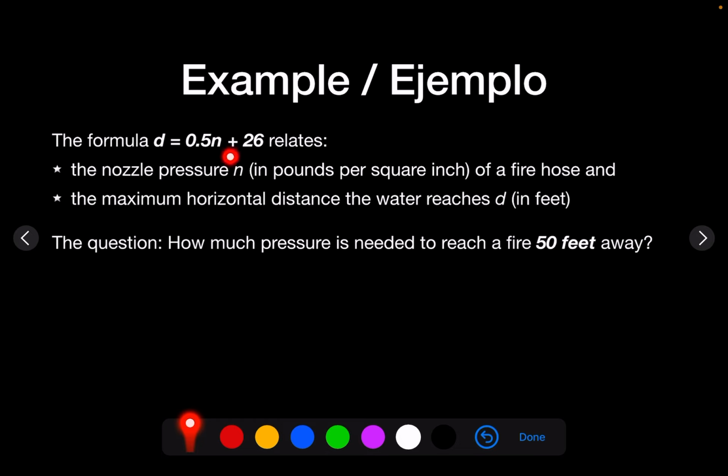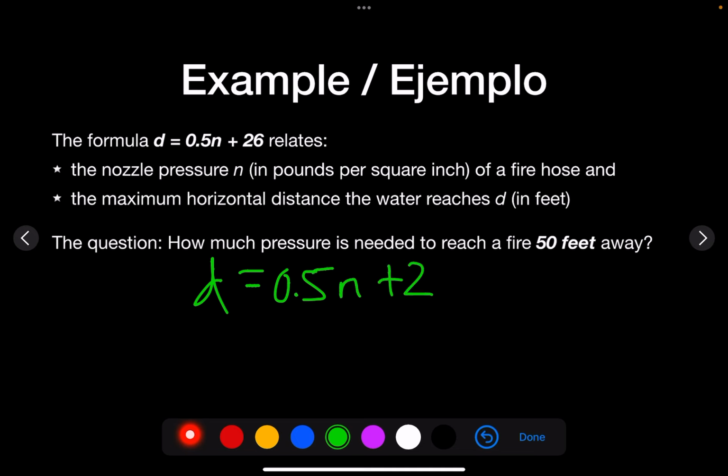So when you're given an example that includes a formula, the first thing that you should do is write that formula down, because that is going to give you your bearings for how you proceed with the problem. And now you scan the problem for any given information, and we're told this value right here, and that relates to pressure. So that is going to go into nozzle pressure N in pounds per square inch. So that's right here. So we'll make that substitution.